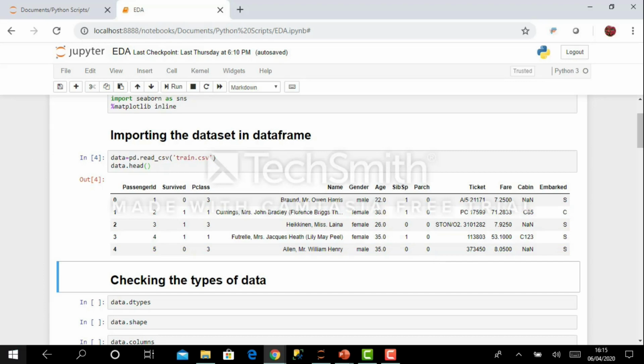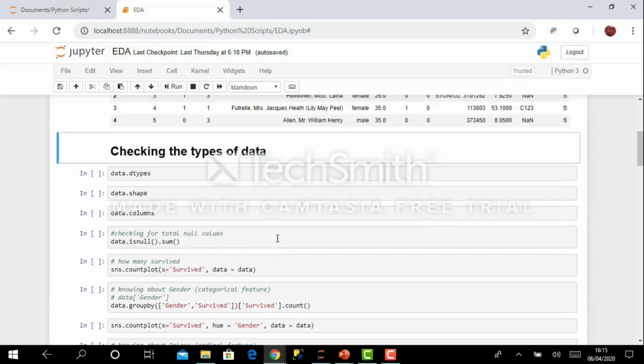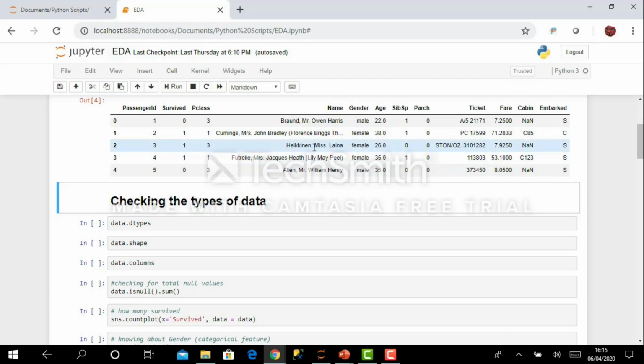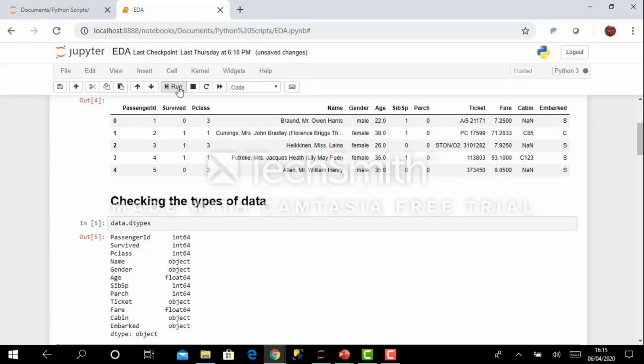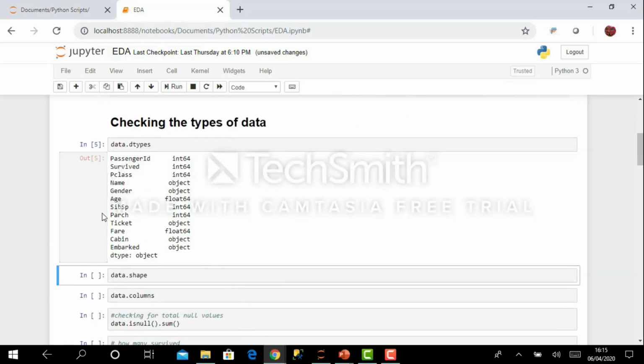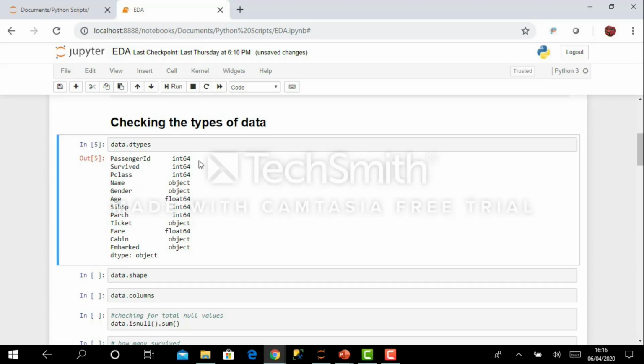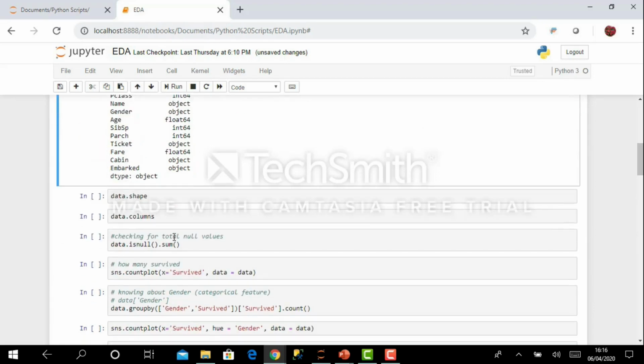For that it's very important that we understand the different types of data, and, as I told you, the content of each column. So I have a few commands here, and I will execute them one by one. This dtypes attribute gives you the data type for all the columns present in the data set. For example, passenger ID is int64, which means all the values in the passenger ID column are integers. So you can get some idea about the data type for all the columns present.